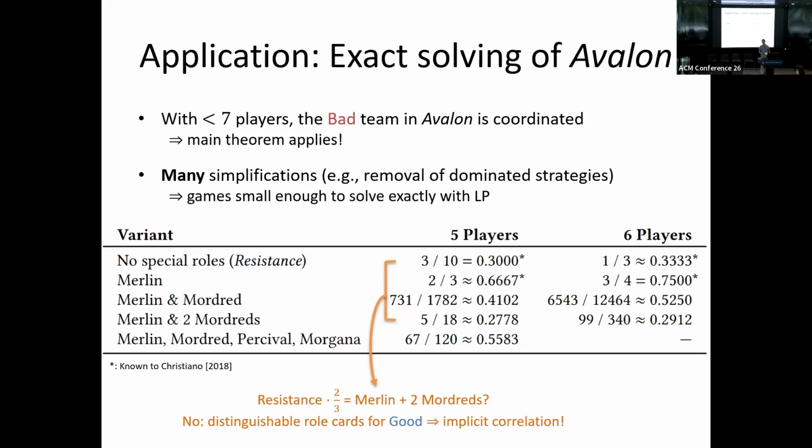Can you lower bound the winning probability of the good team if you assume that the bad team is coordinated with 7 players or more? Yes, that will work.